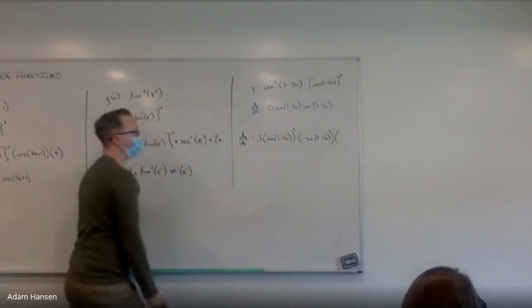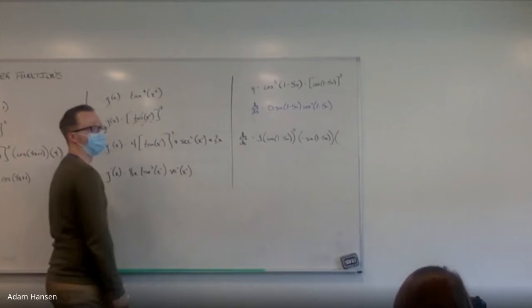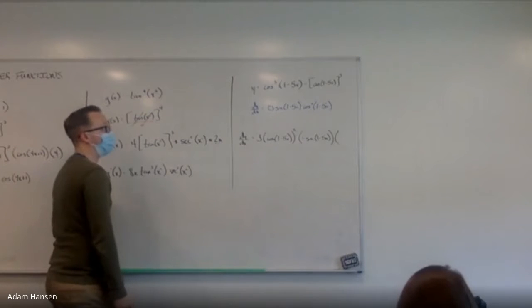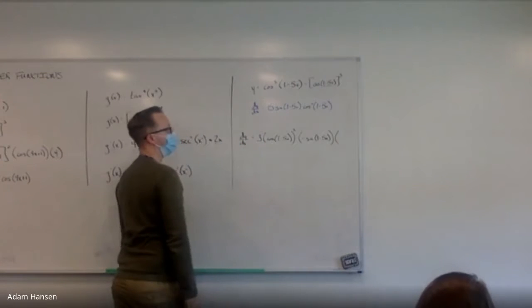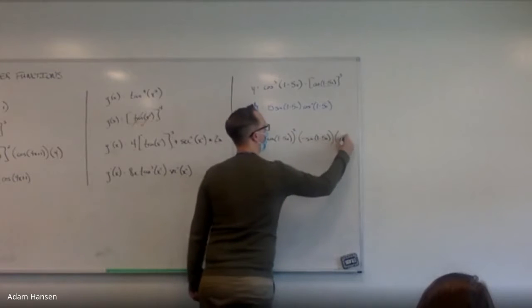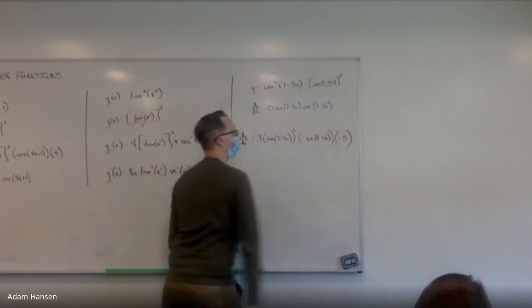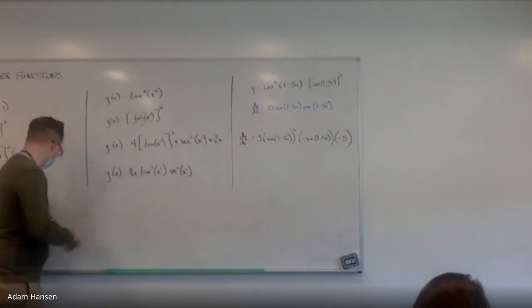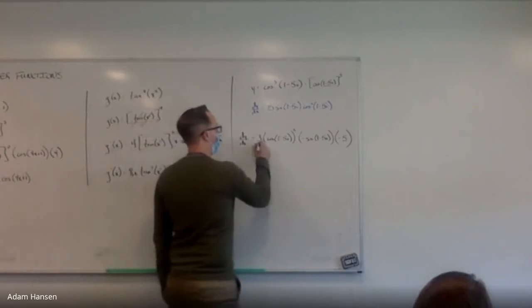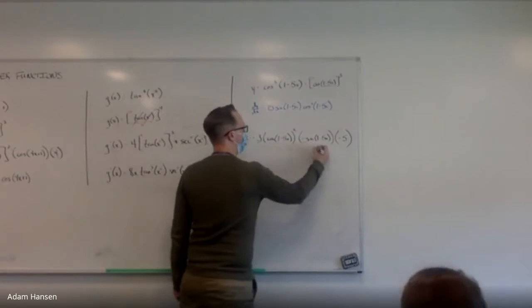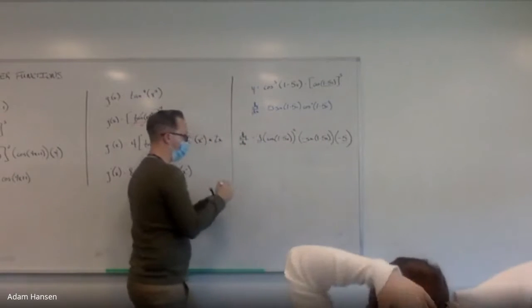Times what else? People always forget this. Negative 5 because of the inner function 1 minus 5x. I'll multiply a few things together here. 3 times negative 1 is negative 3, times negative 5 makes positive 15.